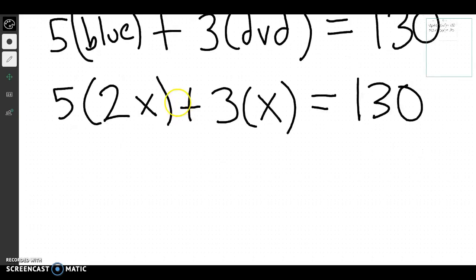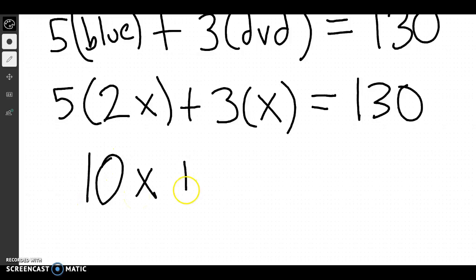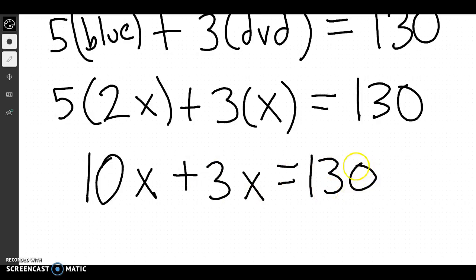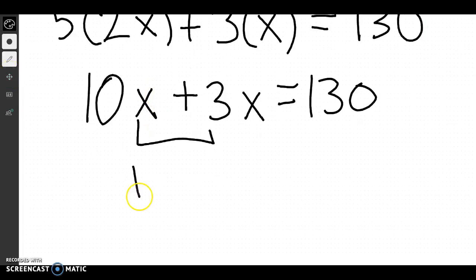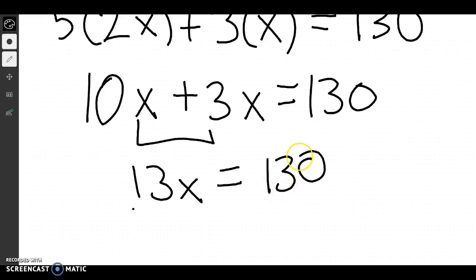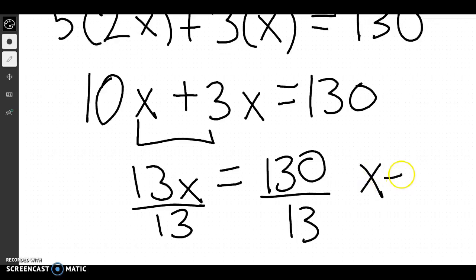So now I'm going to solve this a little bit more because I can start to simplify. Well, 5 times 2 should give me 10. And 3 times x should give me 3x. When I combine these, that should give me 13x being 130. Divide by 13, divide by 13, and x would equal 10.